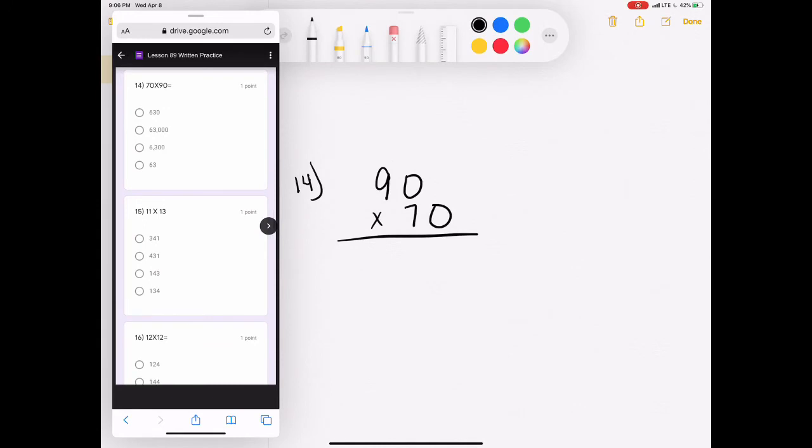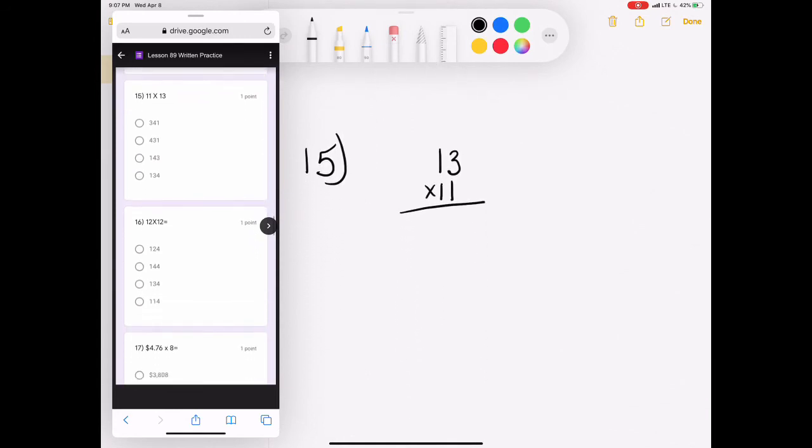70 times 90. Let my 0 hang over. Put it in my answer. 0 times 7 is 0. 9 times 7 is 63, which leaves us with 6,300.